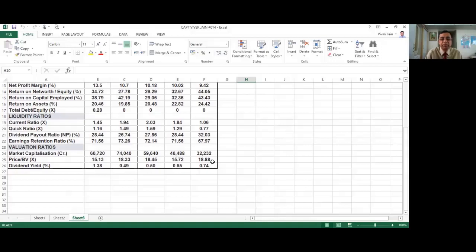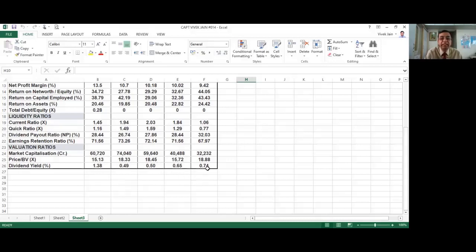Price to book value in this case is high, 18 to 15, but all fast moving consumer good companies always have a very high price to book value ratio, because the demand for the shares is quite high, and the price also appreciates quite rapidly. With a higher price, naturally the price to book value ratio will be high. For an FMCG, this figure, what you see on the screen, is quite acceptable.